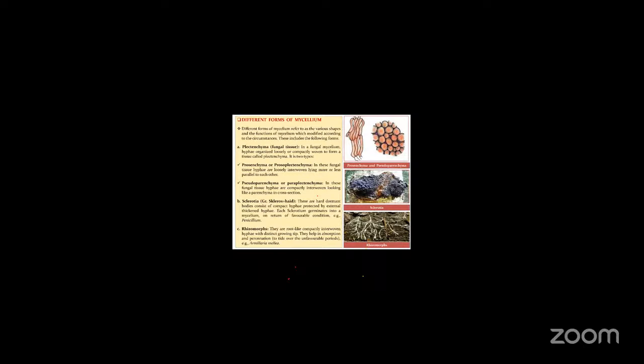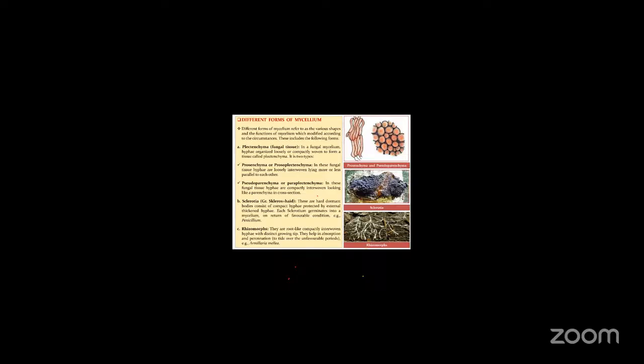So what is plectenchyma? In the fungal mycelium, the hyphae are organized loosely or compactly woven to form a tissue called plectenchyma. Means the fungal hyphae or fungal mycelium are loosely or compactly woven like a sponge. That one we call plectenchyma.